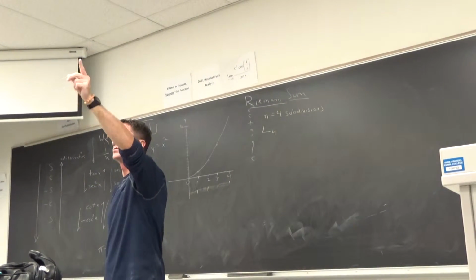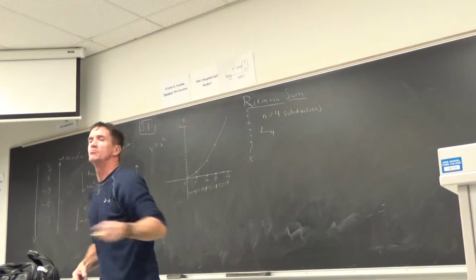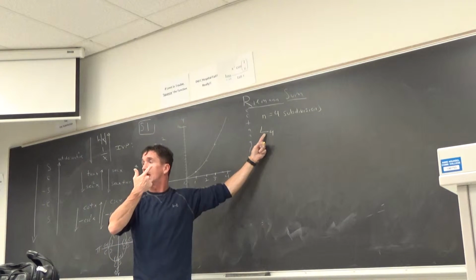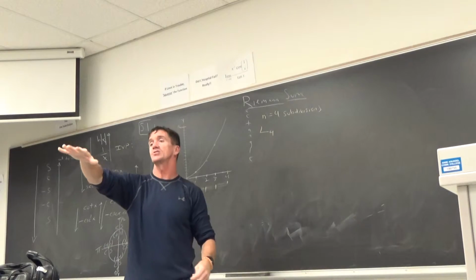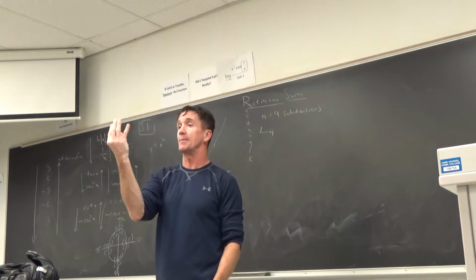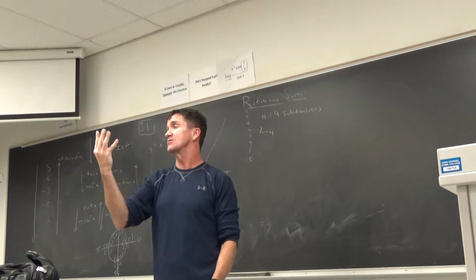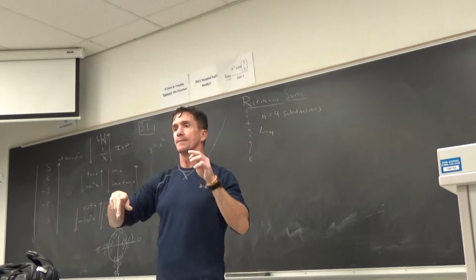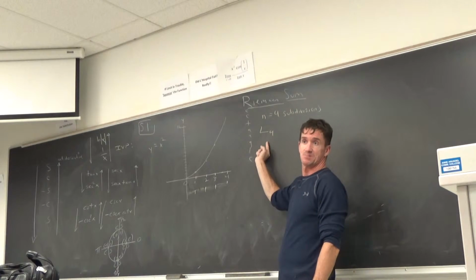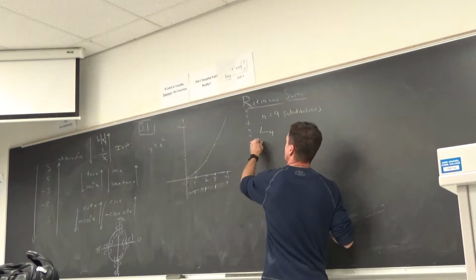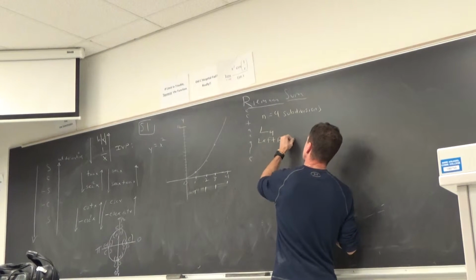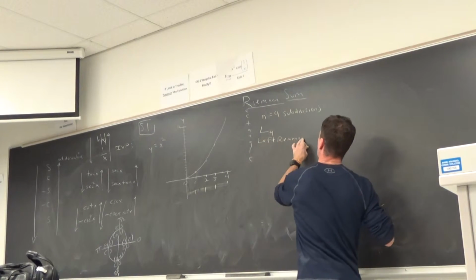Anybody familiar with those AP exams? They couldn't write that because they know that not every student taking an AP exam would be familiar with L sub 4. But L sub 4 in your textbook represents a Riemann sum. You're going to build how many rectangles? 4. Then you're going to add up all 4 areas. And the L is going to stand for which side? Left side. Let me write it down. This is called a left Riemann sum.